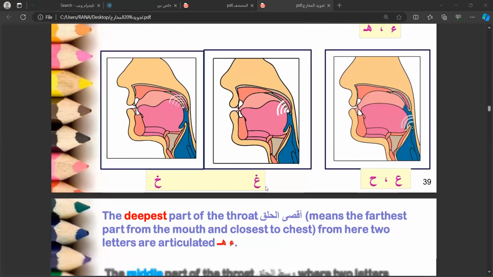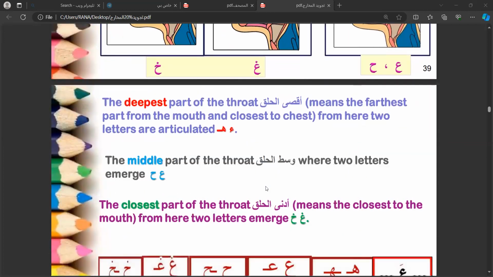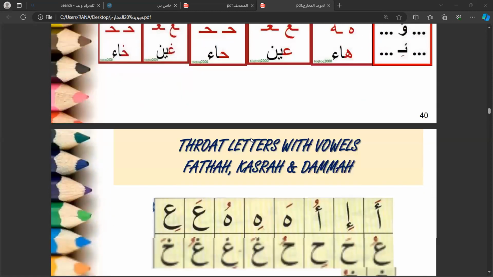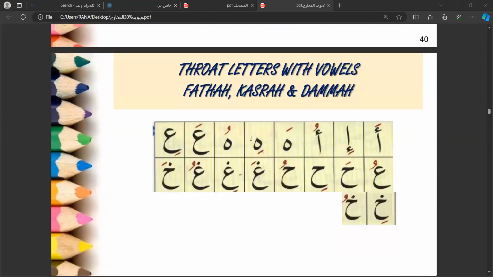And then the deepest part of the throat, أقصى الحلق, means the farthest part from the mouth and closest to the chest. From this part we pronounce همزة and ها. Then the middle part, وسط الحلق, is where we pronounce عين and حا. Then the closest part is where we pronounce غين and خا. Here are the letters همزة, ها, عين, حا, غين, خا, with vowels: فتحة, كسرة and ضمة.